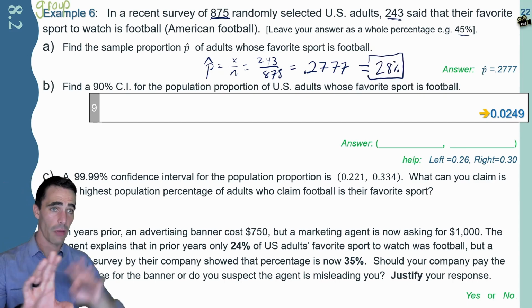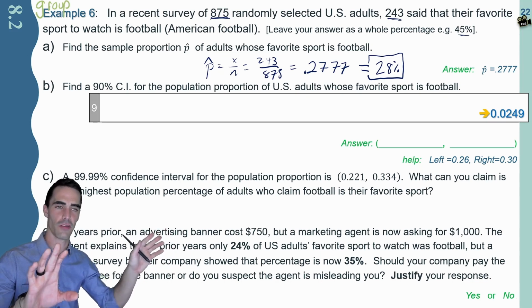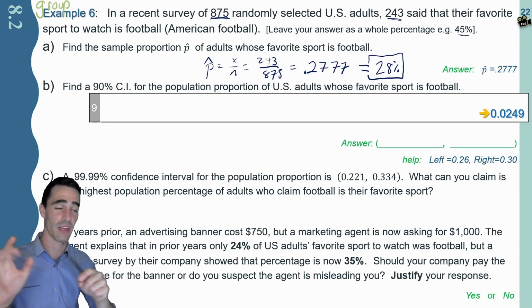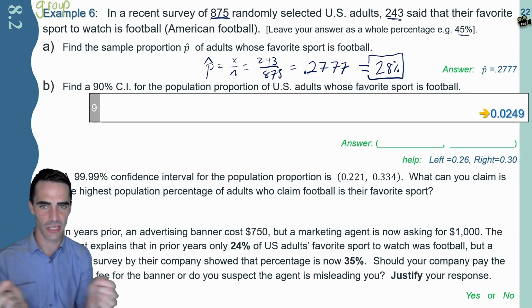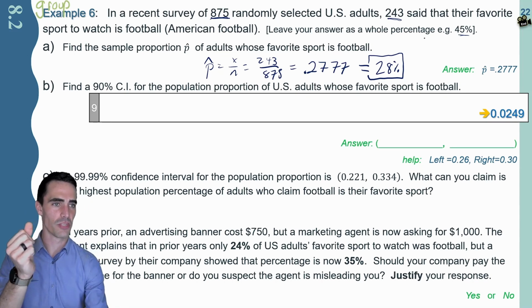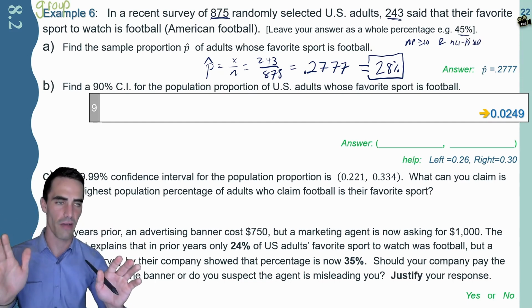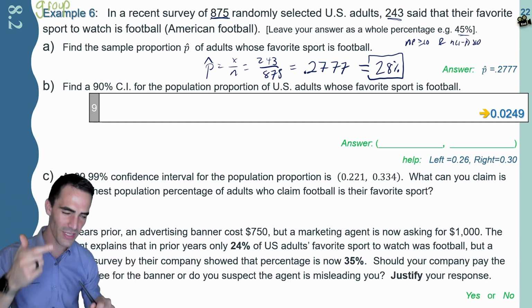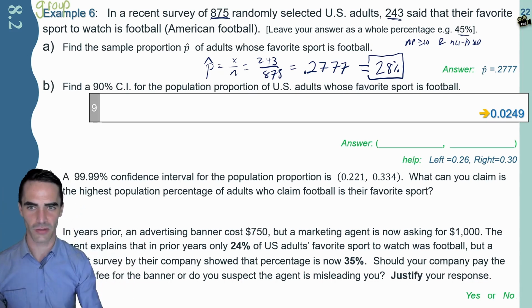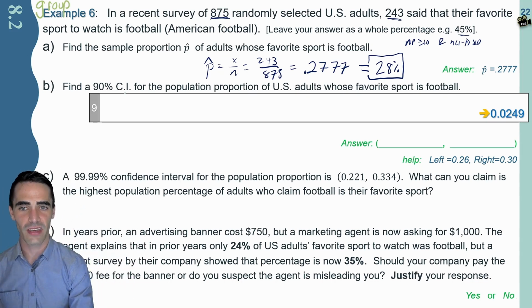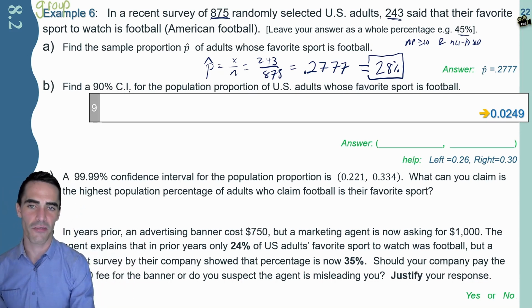Now we'd like to say, okay, well then this is how the whole population feels, but I can't apply it just yet. In fact, if we were going to be rigorous, I should make that check that we did before, where I'm checking if n times p is greater than or equal to 10 and n times 1 minus p is greater than or equal to 10 before you start building your confidence interval. But once we accept that this thing is approximately normal, we can certainly get into building it. Find a 90% CI, or confidence interval, for the population proportion of U.S. adults whose favorite sport to watch is football.